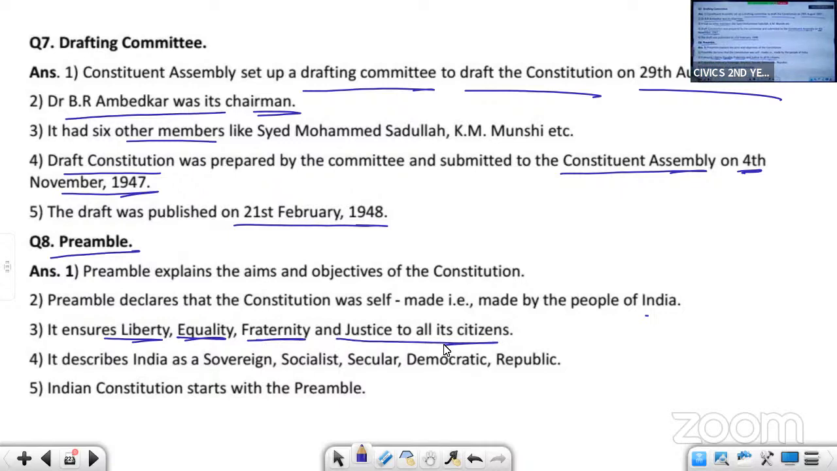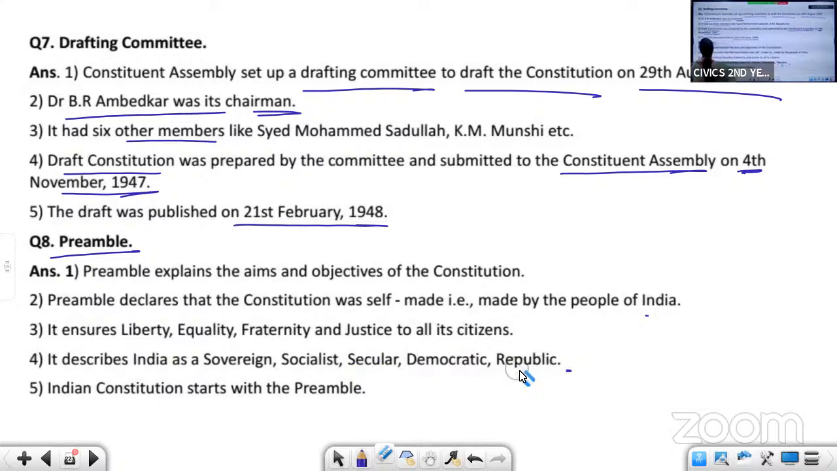And it describes India as a sovereign, socialist, secular, democratic republic. Sovereign means independent. Socialist, the government will work for the welfare of the people. Secular, we don't have any official religion. Democratic, the people will elect the government, their representatives. And republic, the head of the state, that is the president, is elected. We don't follow a hereditary system there. The Constitution of India starts with the Preamble. It is the soul of the Constitution.